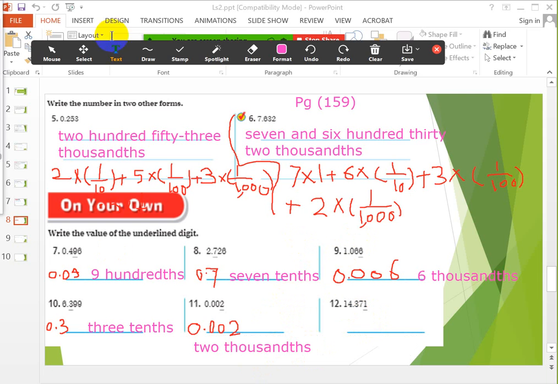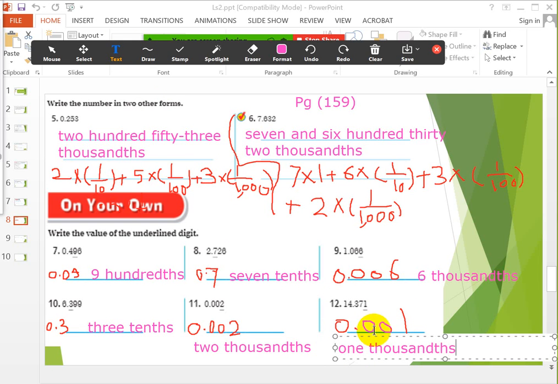What about the last exercise, which is exercise 12? In exercise 12, the value of the 1 right here will be 1,000, right? That means it will be 0.001, or you can write it as 1 thousandth. So this is the value of each number.